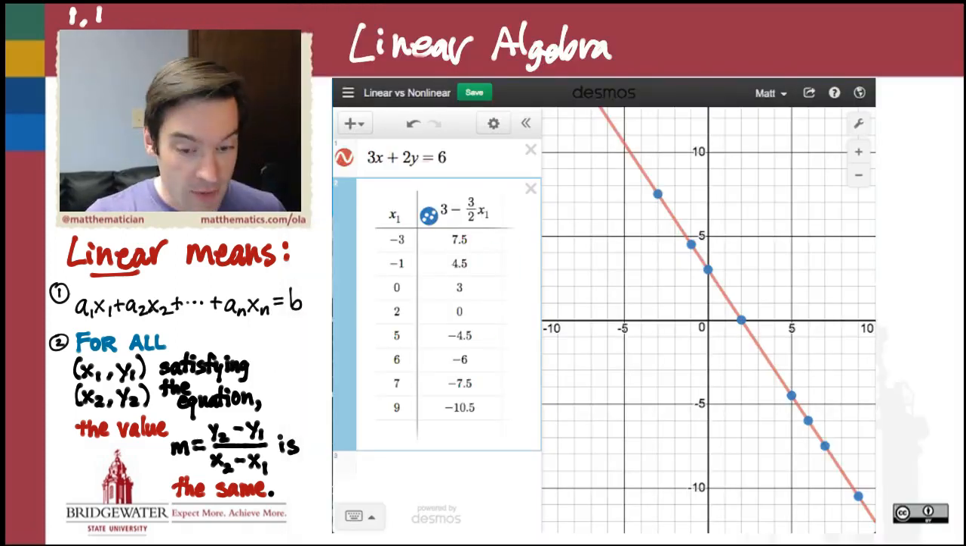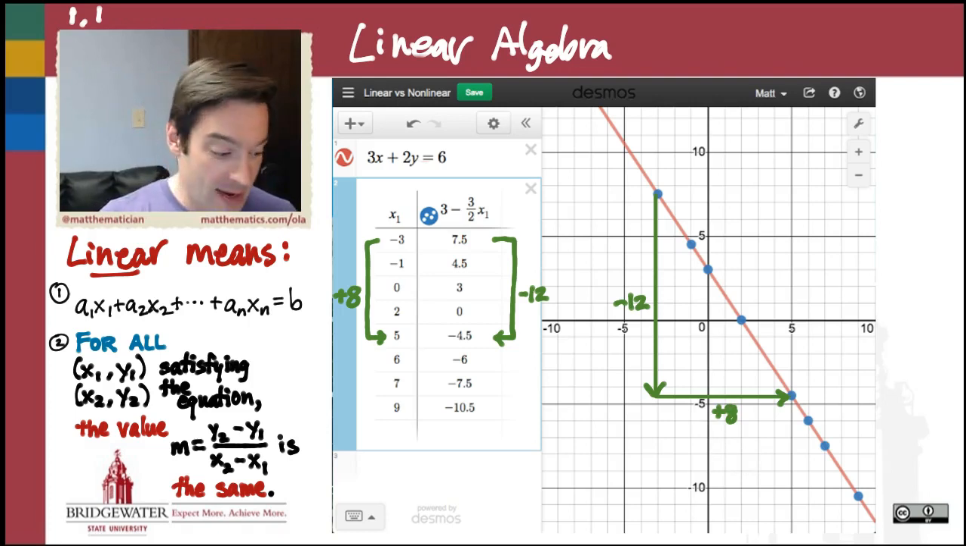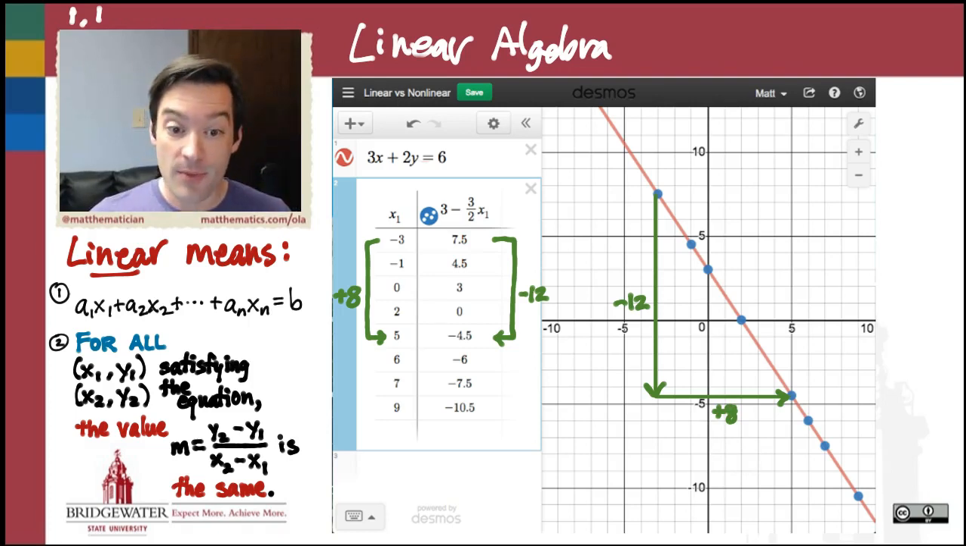So for example, if I pick the points (-3, 7.5) and (5, -4.5). If I pick this point and that point, and I compute the slope of the segment that joins those 2 points, then the rise, the difference in the y values, -4.5 minus 7.5 is -12. So we go 12 steps down on the graph. The run, 5 minus -3, is +8. So that means I've gone to the right by 8 on this graph. And so the slope can be computed by dividing this rise over that run. So that slope is -12 over 8, which is -3/2.